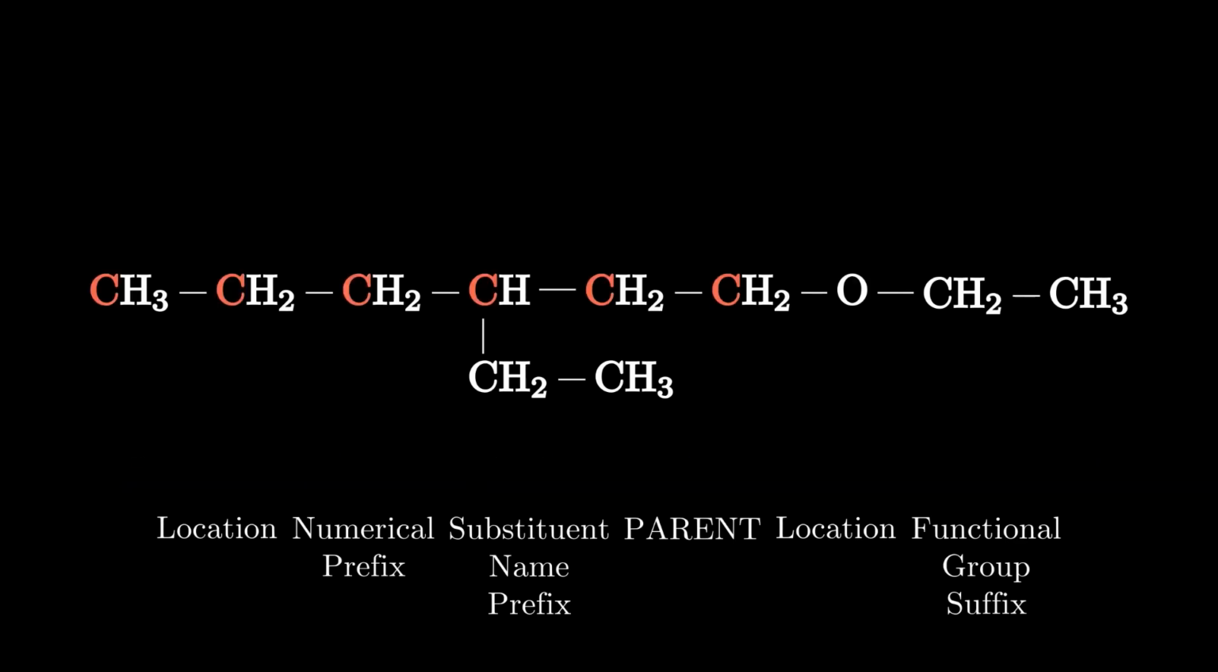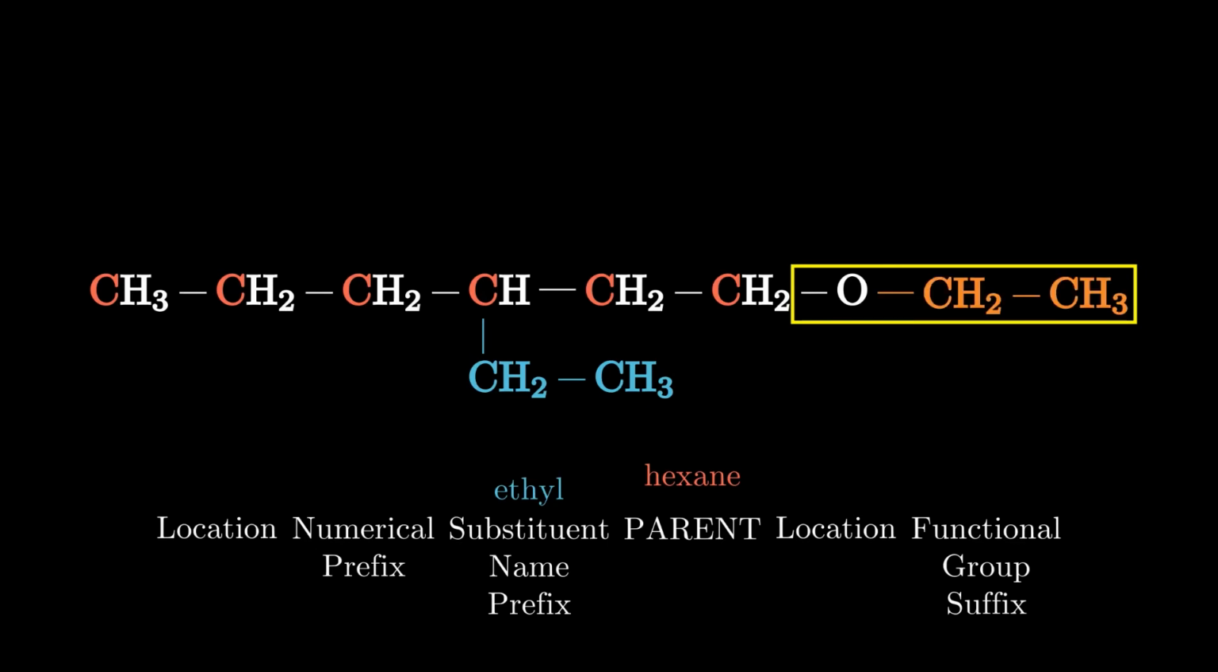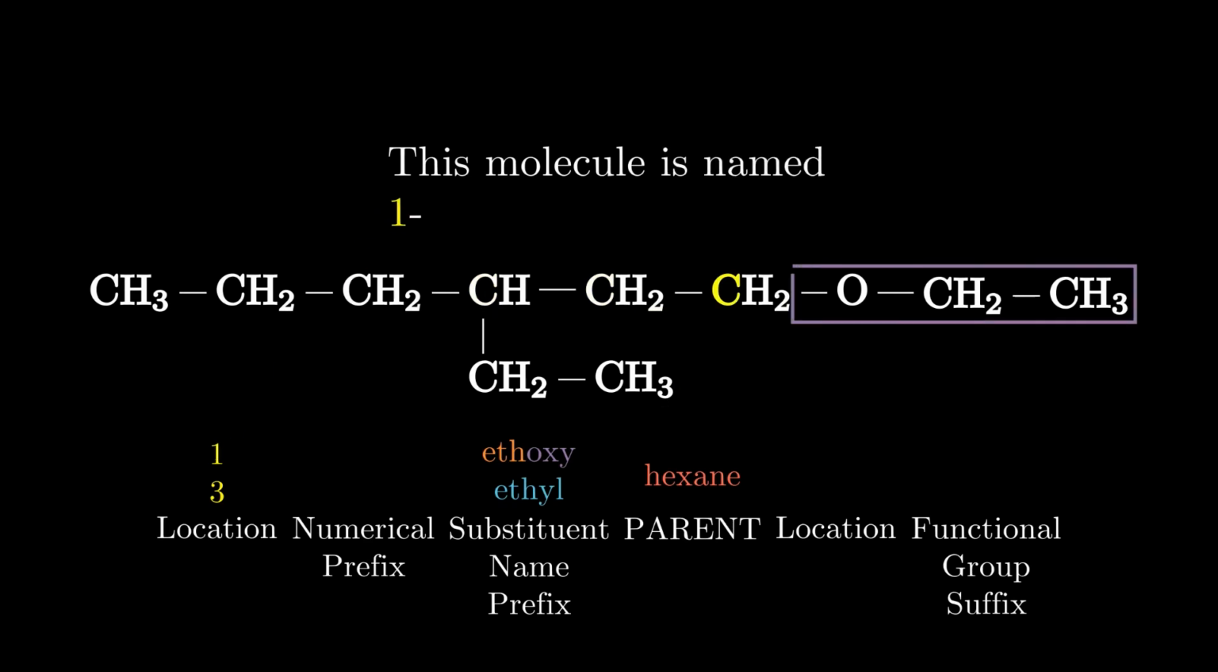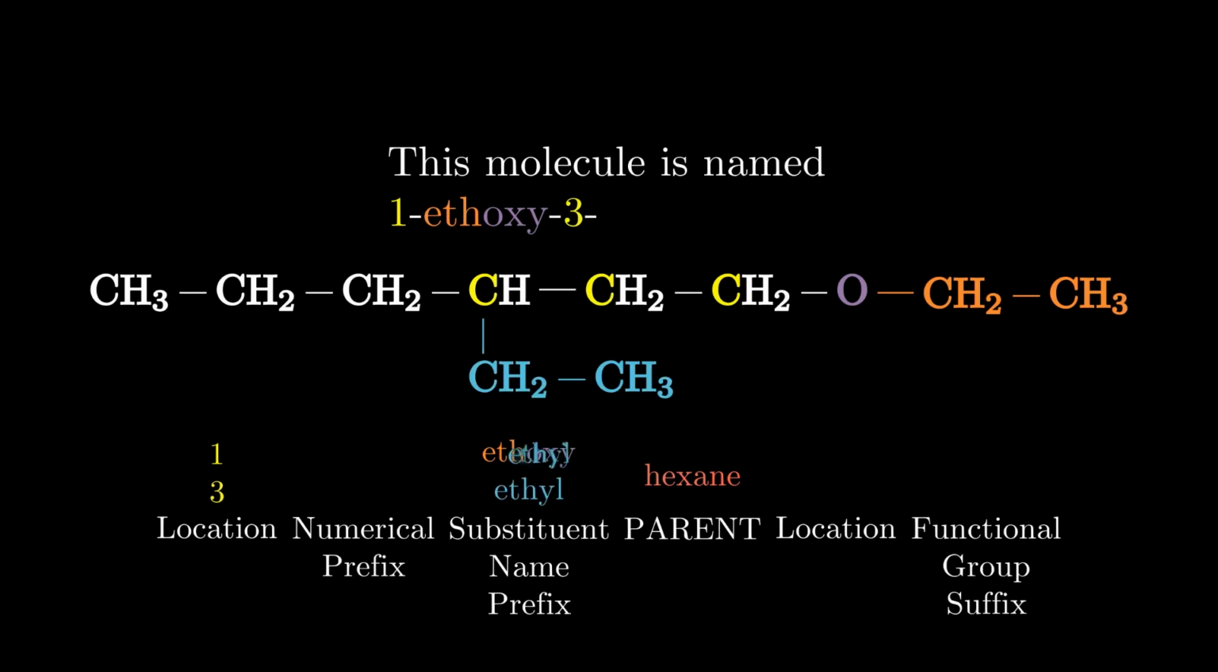As always, identify the parent hydrocarbon first, which in this case is hexane. We have an ethyl substituent on the parent, and on the right side we have the ether itself, composed of an ethyl, or eth, and the oxygen, oxy. Since our ether is on the right side of our parent hydrocarbon, we start our numbering from there with the location 1, and the ethyl group is location 3. With our substituents and locations identified, we can put the name of this molecule together: 1-ethoxy, 3-ethyl hexane.